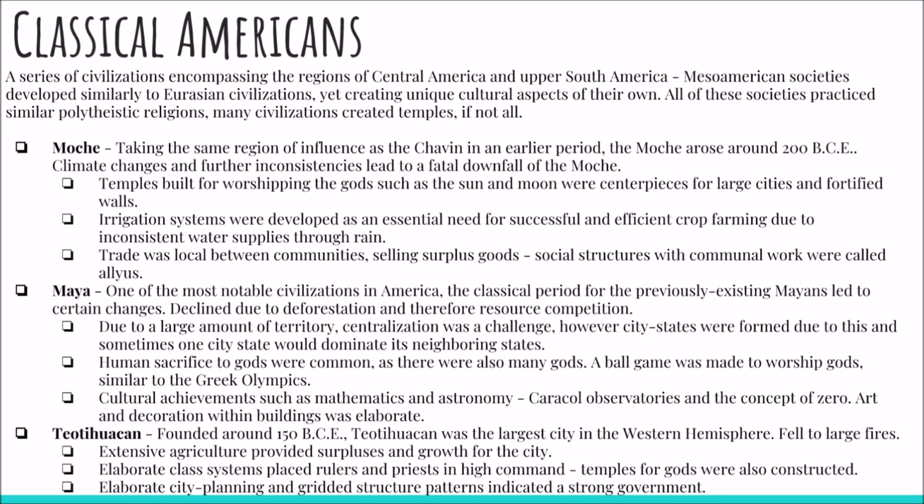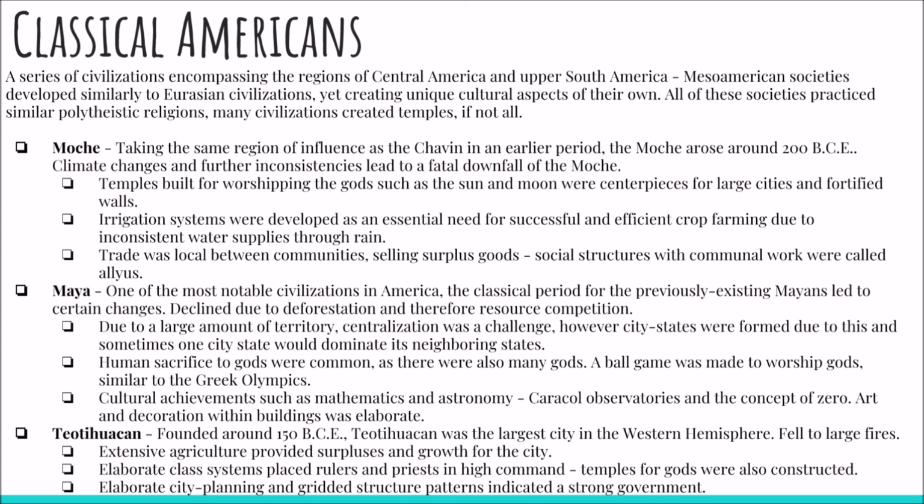Moving on to a totally separate hemisphere, a series of civilizations encompassing the regions of Central America and Upper South America, which were grouped together as Mesoamerica, provided societies which developed similarly to Eurasian civilizations, yet created unique cultural aspects of their own. All these societies practiced similar polytheistic religions, and many civilizations created temples, if not all. First off, there are the Moche, the Maya, and the Teotihuacan. These three civilizations were most notable within this period.